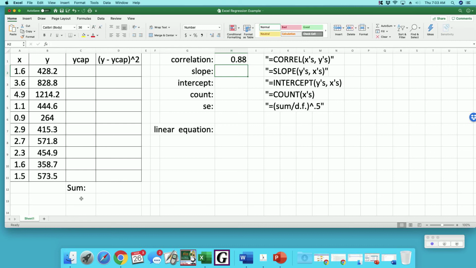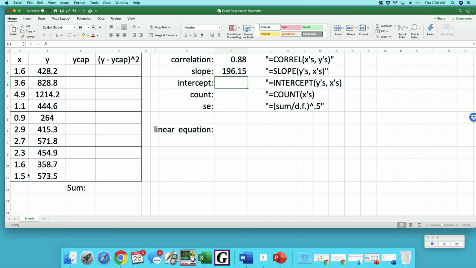All right. So now to find our linear equation, we need slope. So in slope, I'm going to do equal, type in the word slope, parentheses. Now the only difference here is we highlight the y's first, followed by a comma, and then highlight all the x's. Close it with parentheses and press enter. So our slope is 196.15.